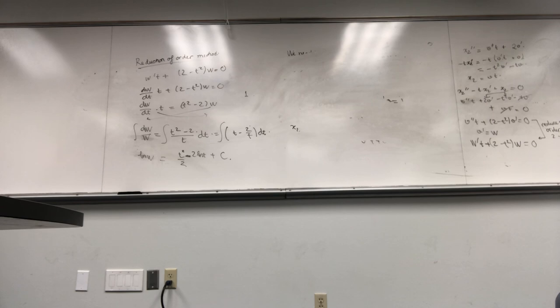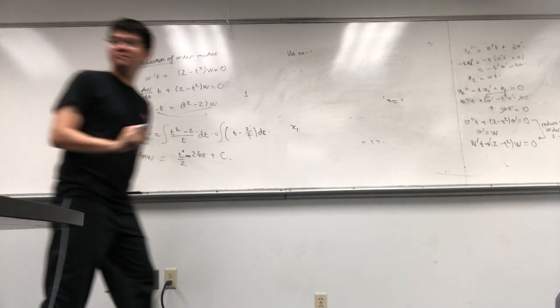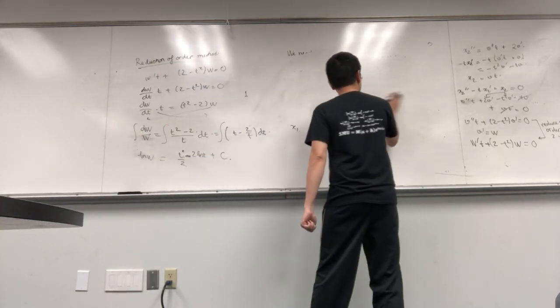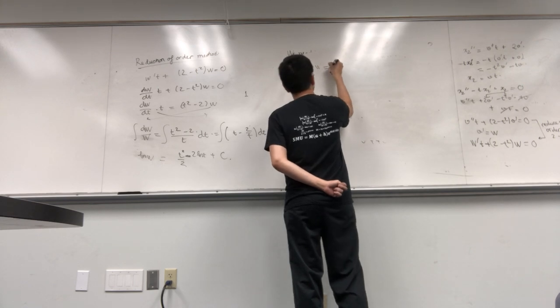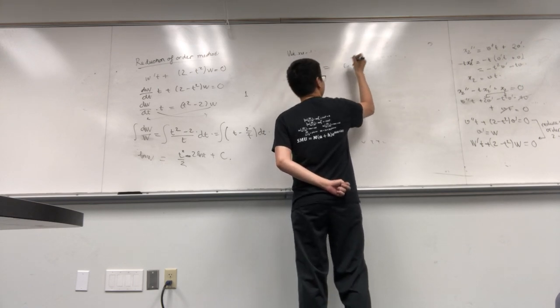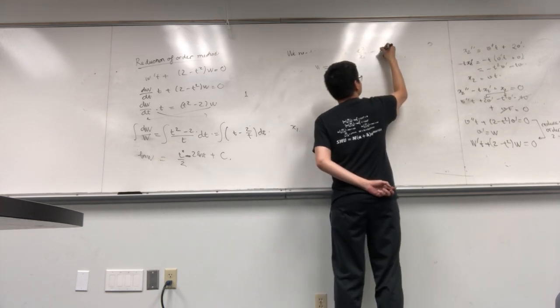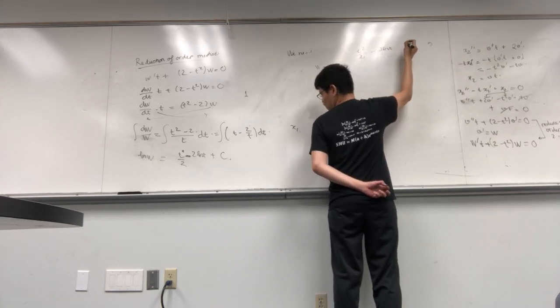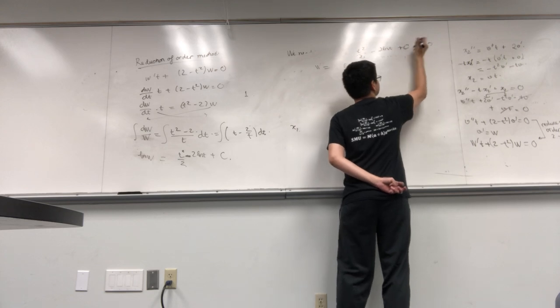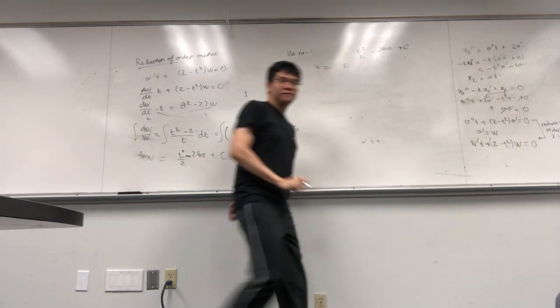Yes, exponential. So I'm going to take the exponential. W will give me the exponential of t squared over 2 minus 2 log t plus a constant c. Right?